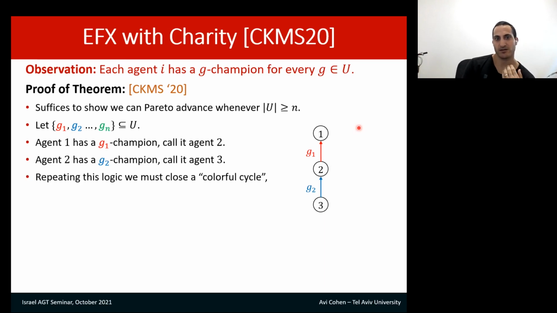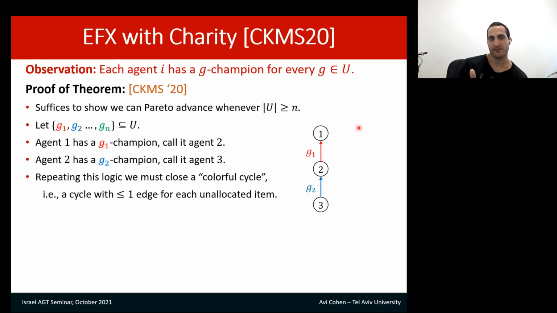Repeating this logic, we go on until we eventually have to go back to an agent that we've already seen. We have to close a cycle where the champion edges are labeled by different colors, or different items, which we call a colorful cycle. So each edge is labeled by a different good, which means that we can attach a different good to each edge, which is consistent with the shift that we've seen in the example.